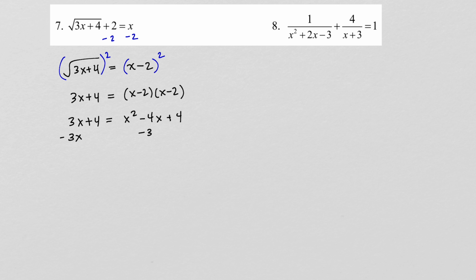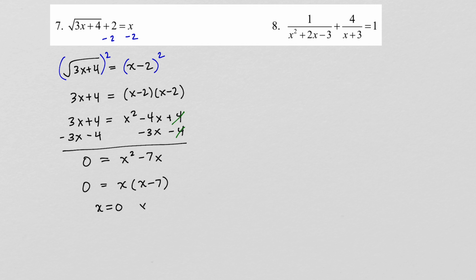So I'm going to subtract 3x and subtract 4 from both sides to make the left-hand side 0. And on the right-hand side, notice that we get x squared minus 7x, and then these terms here end up canceling out. So now to solve for x, I can factor by taking out the greatest common factor there, which is x. And now I'm just going to set each one of those factors equal to 0. And we get x equals 0 and x equals 7.